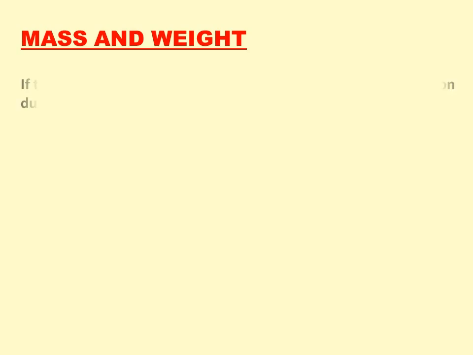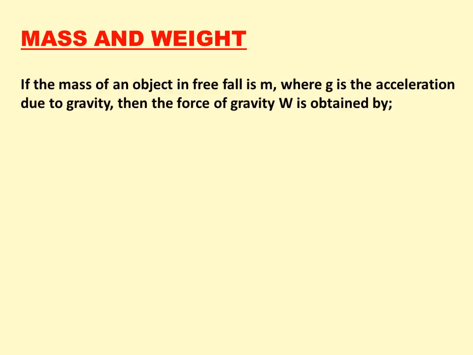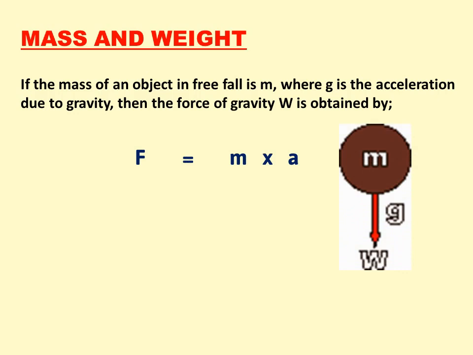So what is the relationship between them? See here, if the mass of an object in free fall is taken as m, and g is the acceleration due to gravity, then the force of gravity W is what we take as the weight. Here we use Newton's second law, F equals ma. Look at the object here: the force applied downwards is W and the acceleration is g downwards. The mass is the same m, because wherever you take an object, unless it is changed or broken, the mass will not change.